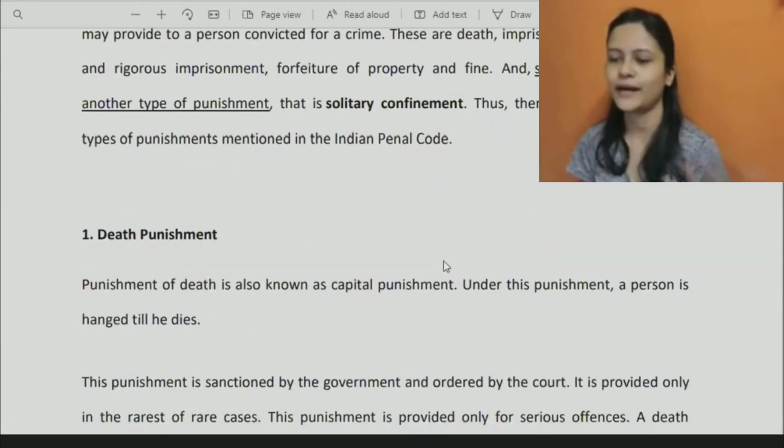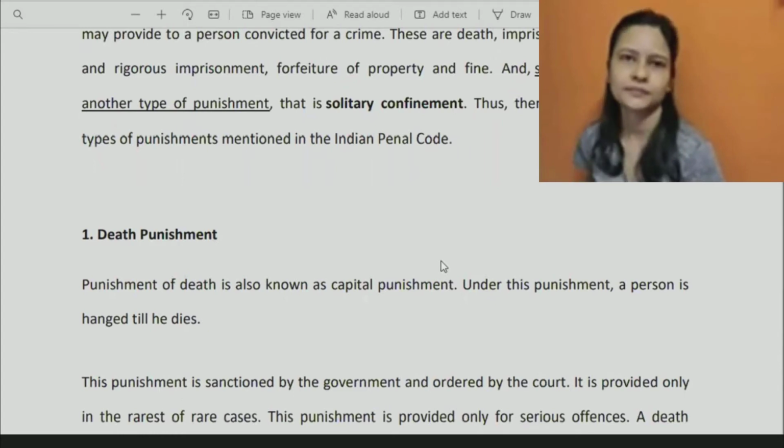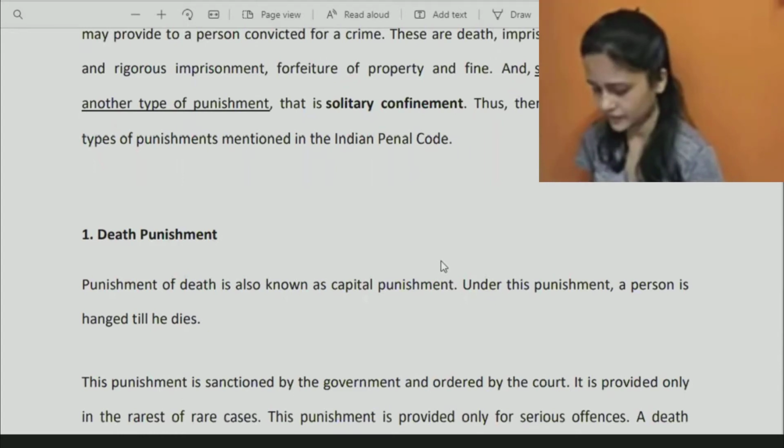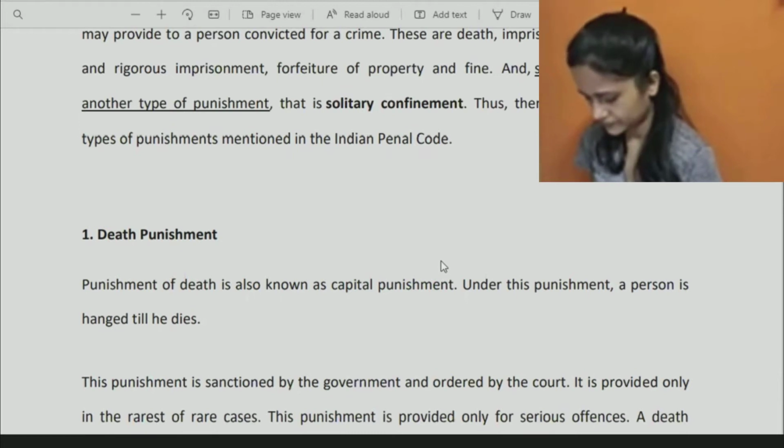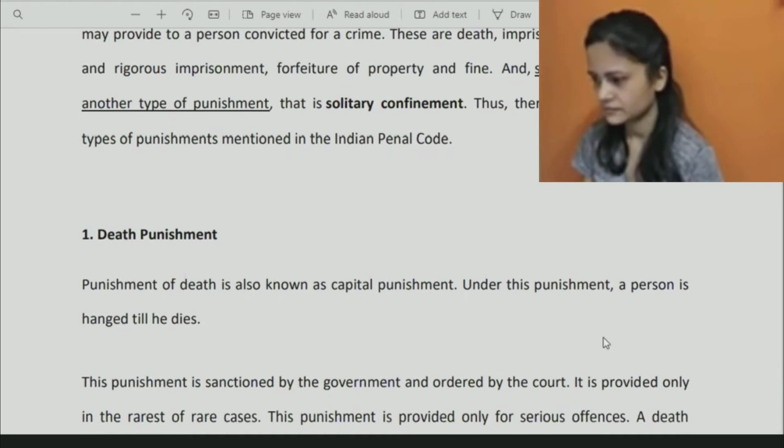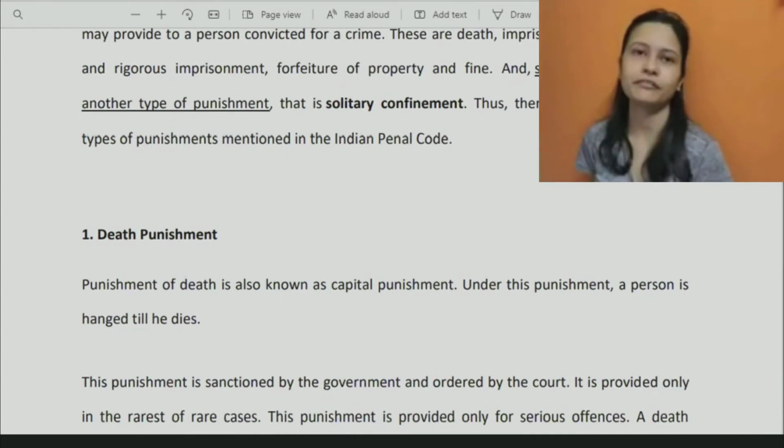So first one being death punishment or death penalty. Now, what do you think? Is public hanging still allowed? No, it is not allowed. Why so? Public will be disturbed, that's why. Public will be disturbed. Okay.